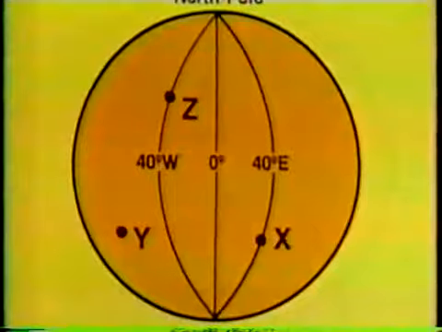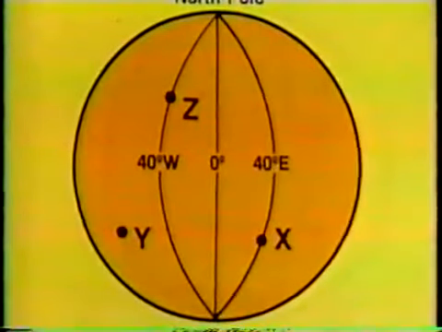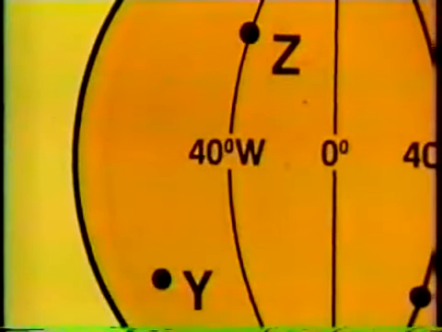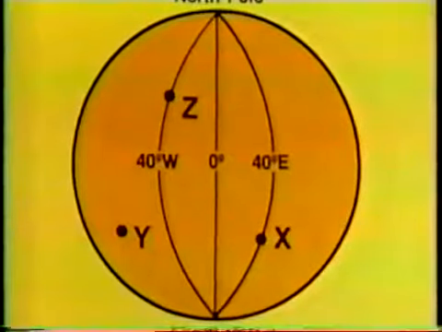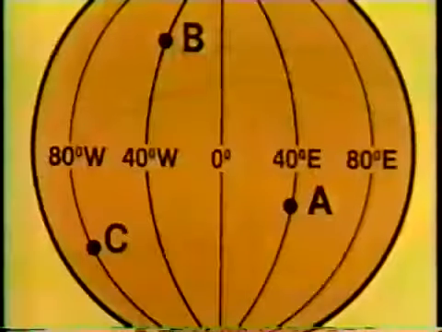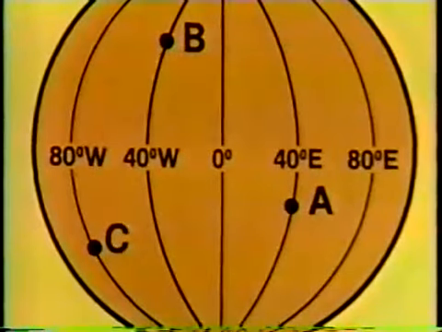Which point is further west from the prime meridian, Y or Z? Y is the right answer. Which is closer to the North Pole? Z is right. How many degrees is point C from B?